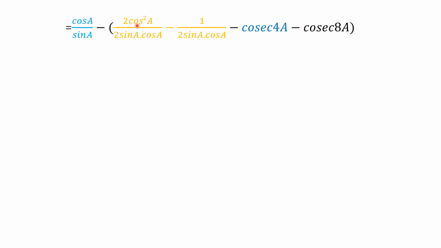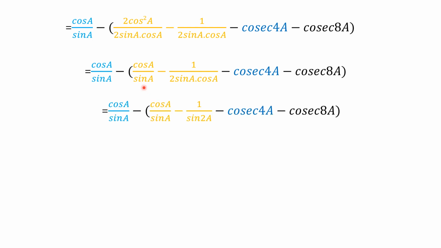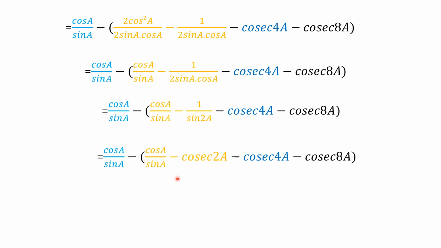Now again we will do simplification. This 2 and this 2 cancel. Cos a and square cancelled. And this one, it is 1 over 2 sine a into cos a. But we know 2 sine a into cos a is sine 2a. So in the next line, this 2 and 2 cancelled and cos a over sine a is left. I think this is clear. And then this 1 over 2 sin A into cos A is 1 over sin 2A. And 1 over sin 2A is cosec 2A. I hope this is clear.